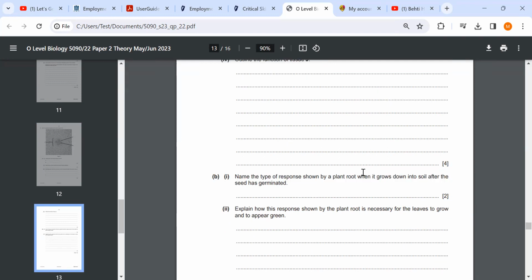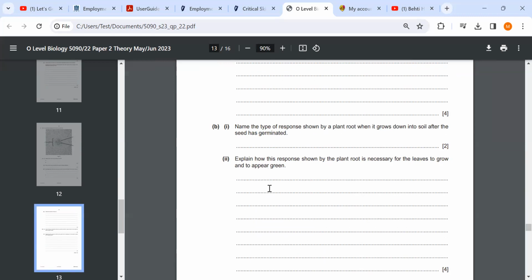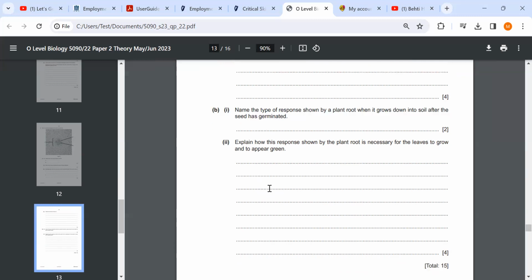The type of response shown when a plant root goes down into the soil after the seed has germinated is known as geotropism. Tropism means a specific direction of movement by a plant towards a specific stimulus. How is this response necessary for the plant to grow and to begin?